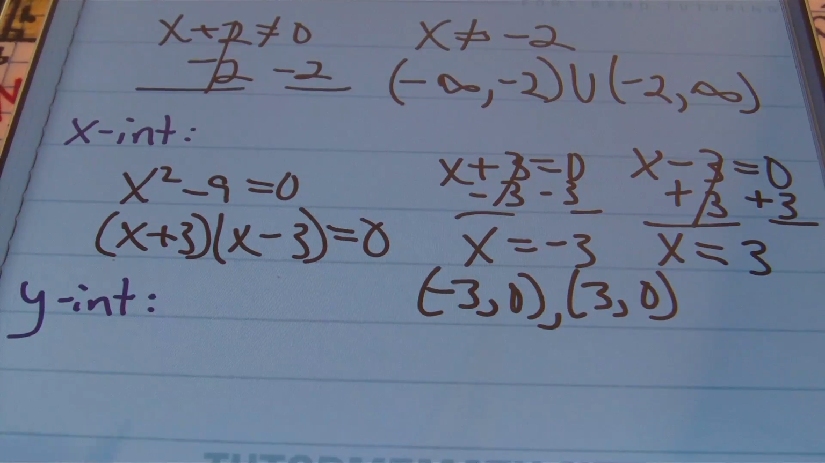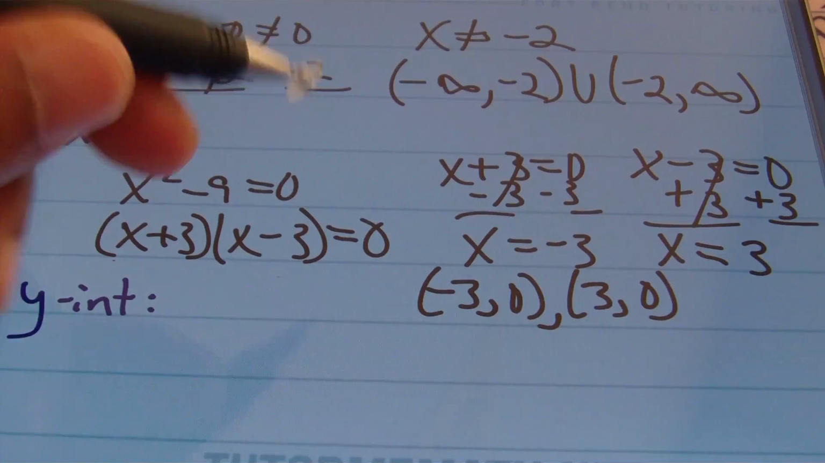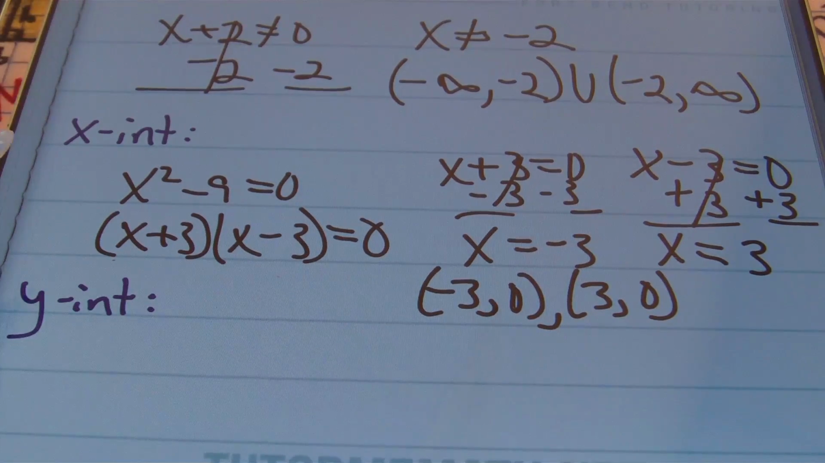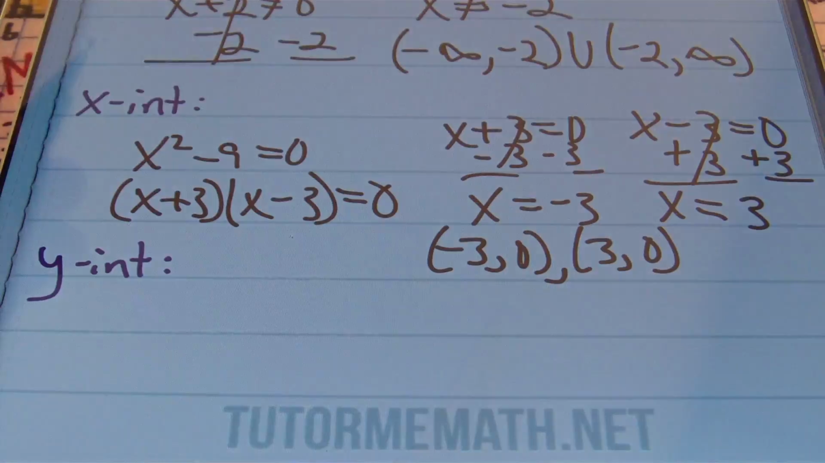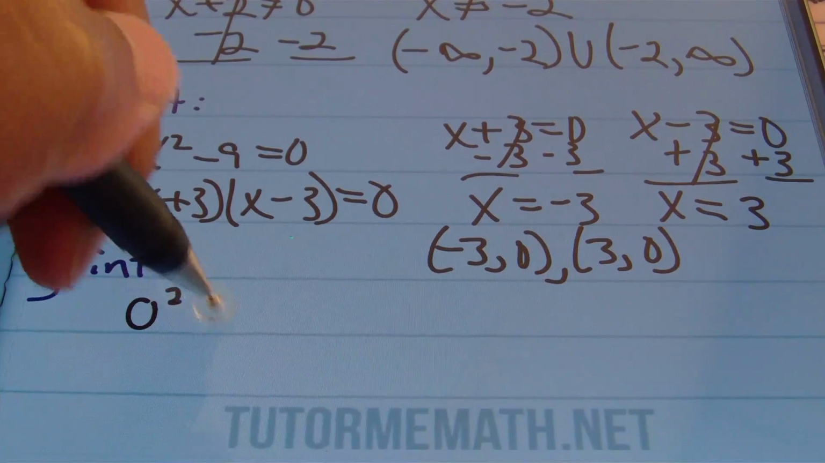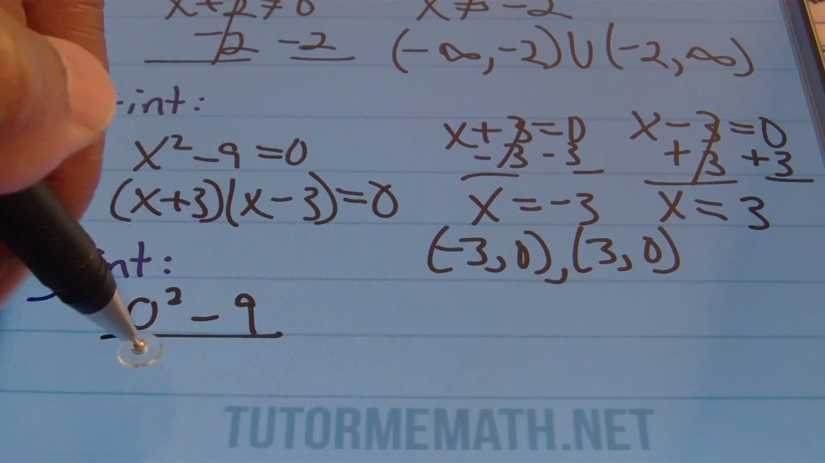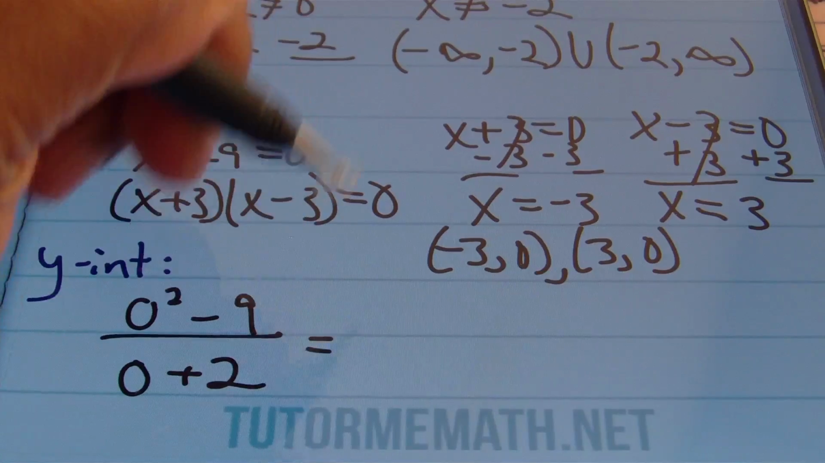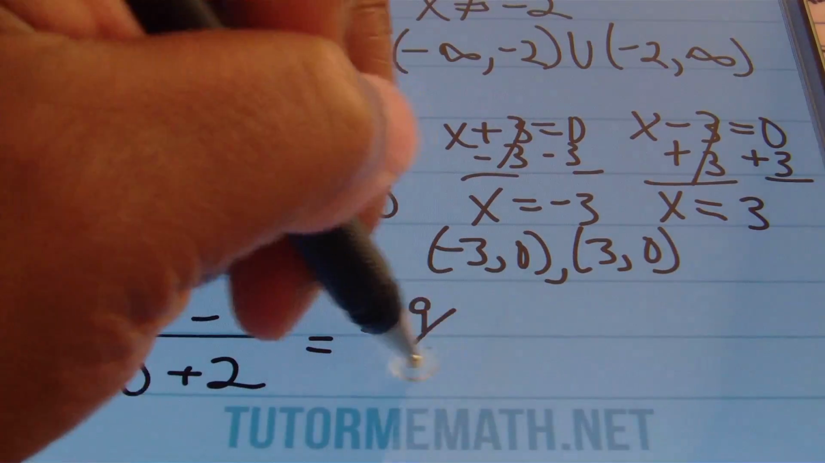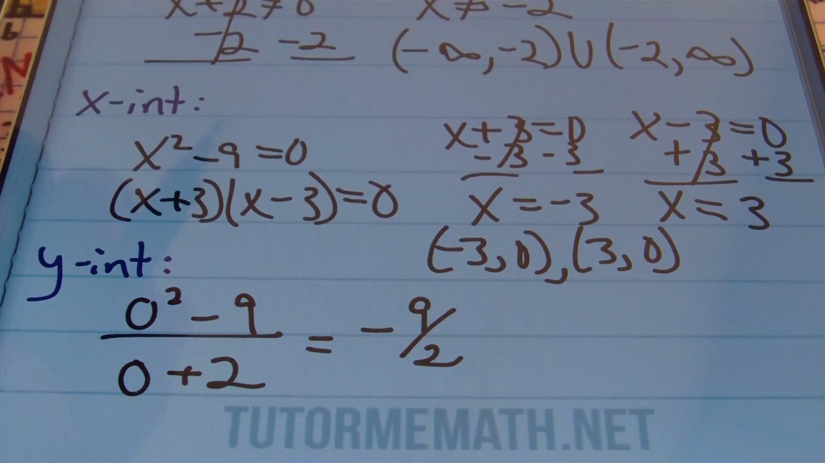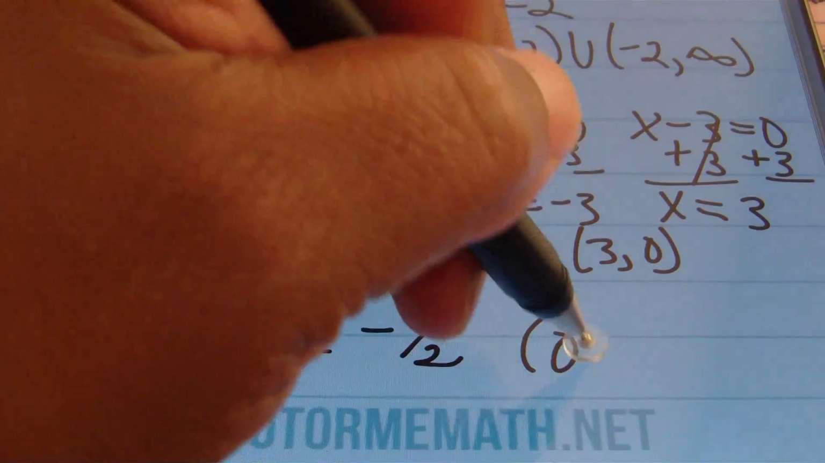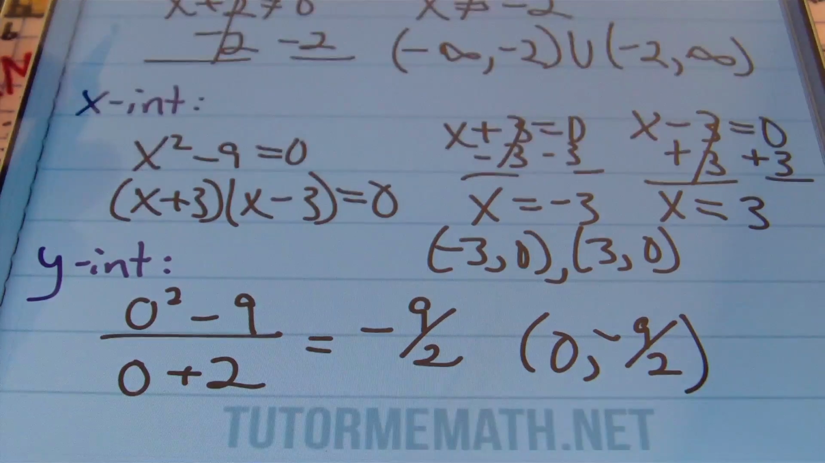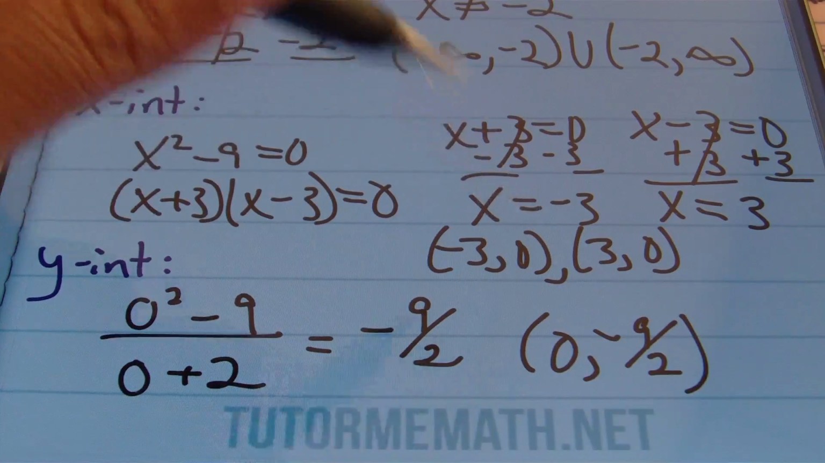Now, as far as the y-intercept is concerned, all you do is plug in 0 for x and solve for y. That means I'll be replacing the x in the original function with 0. So I'll have 0 squared minus 9 divided by 0 plus 2. This gives me a result of negative 9 halves. As an ordered pair, my y-intercept is going to be (0, negative 9 halves), and done. That's it. Oh, you don't like that negative sign?